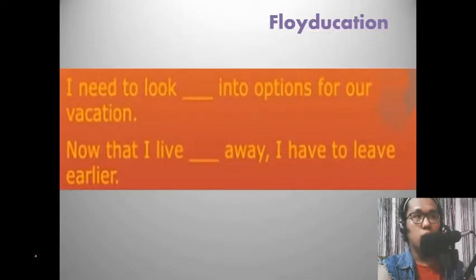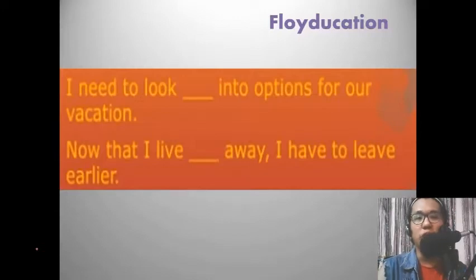Now take a look at this one. Number one: I need to look blank into options for our vacation. And number two: now that I leave blank away, I have to leave earlier. I'm going to give you 1 minute. Your timer starts now.